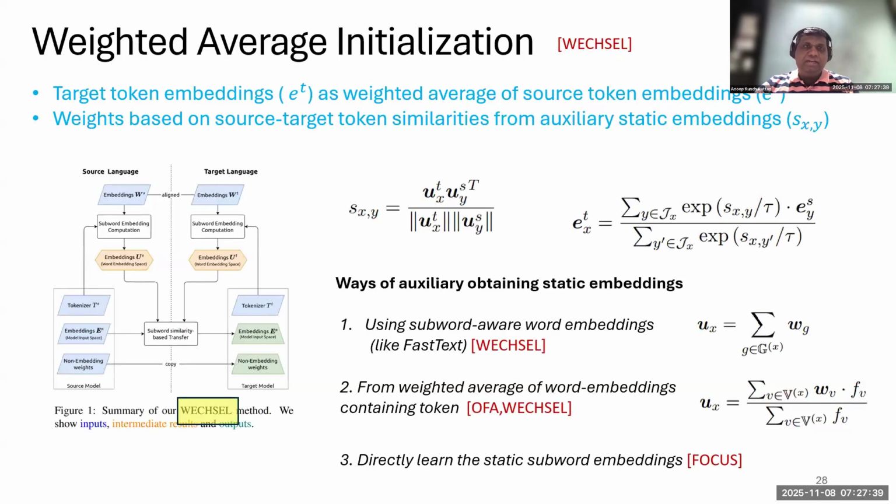Okay, now a variant of this is to do weighted average initialization, which is when you do this combination of old tokens, don't give all the tokens equal weight, but give them different weights. Now, what is the basis for assigning different weights to different source token embeddings? It's based on the similarity between the source tokens and the target tokens.